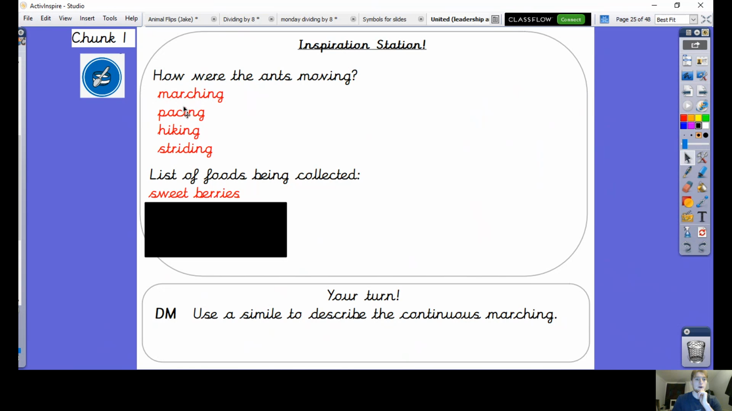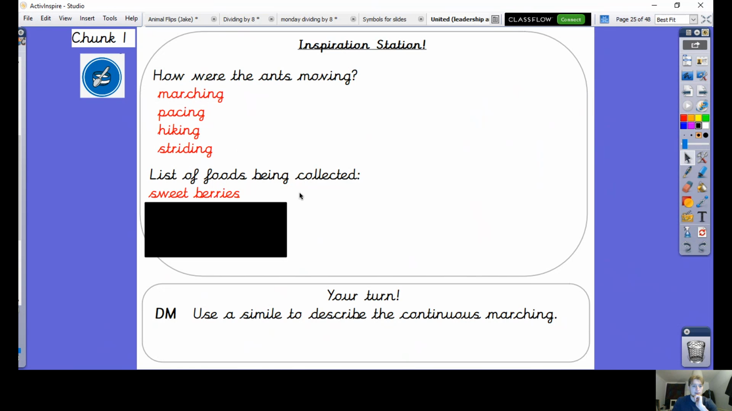So like I said before, I had marching. Also, the ants could be pacing. This is a nice one. The ants could be hiking, which could show that the ants may have walked quite a long way. And finally, the ants were striding. Great, so let's see if you can get a few written down if you haven't got any. One or two would be fine, just so we can get an idea.